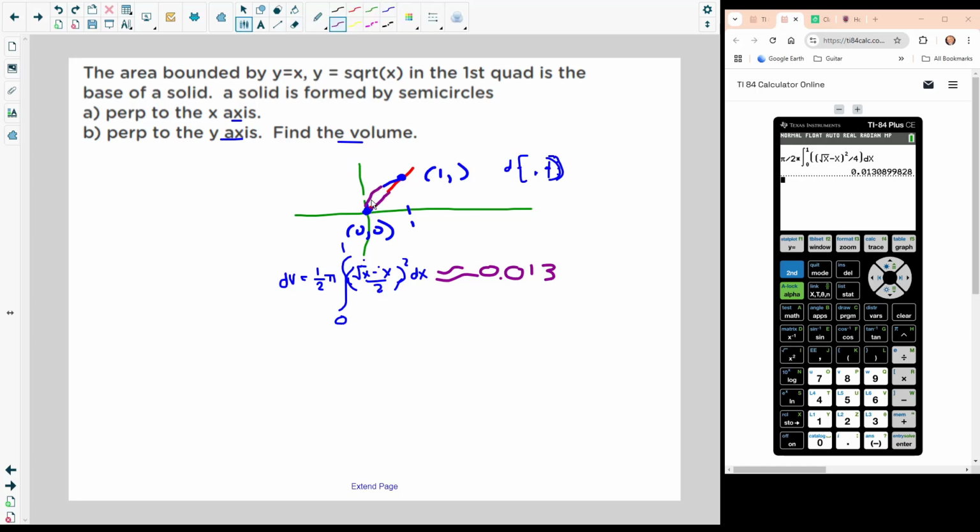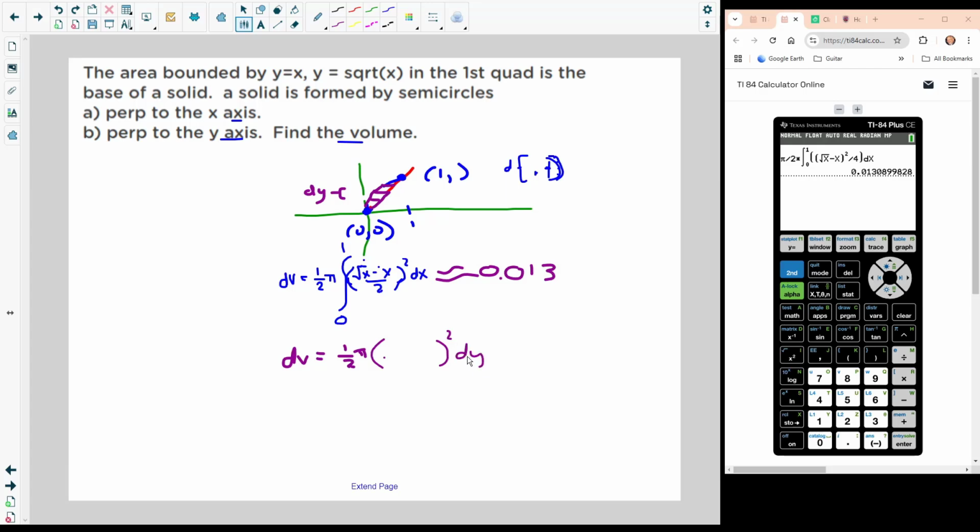First of all, they're going this way now, right? It's a dy problem. These are dy problems. We're doing this way. So my dv is going to be 1/2 pi, then we're going to do r squared, of course, dy.